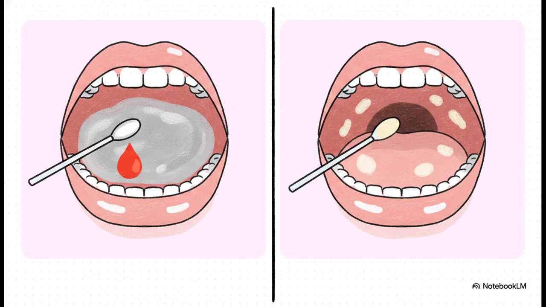Now contrast that with streptococcal pharyngitis, usually group A strep. That exudate is loosely attached. You can easily swab it or remove it without triggering that aggressive bleeding.